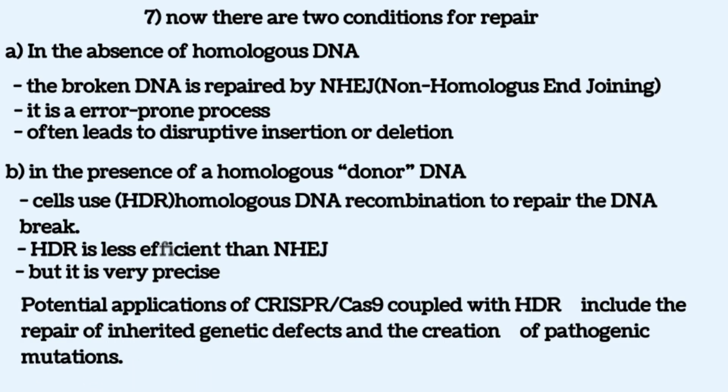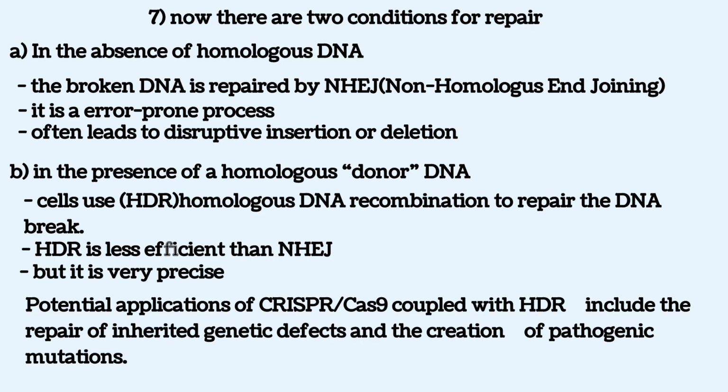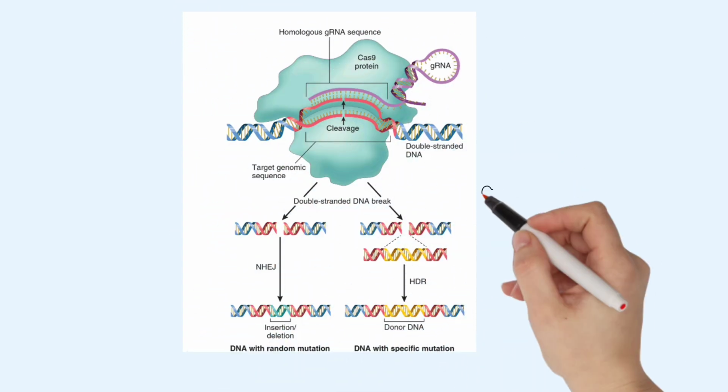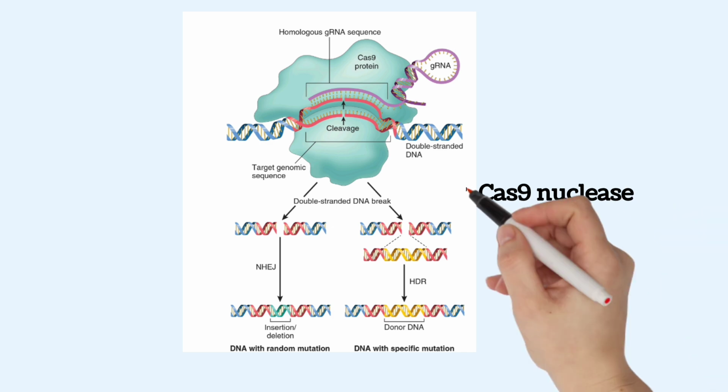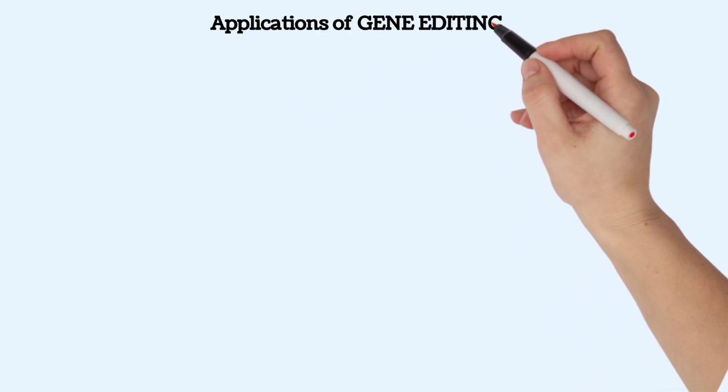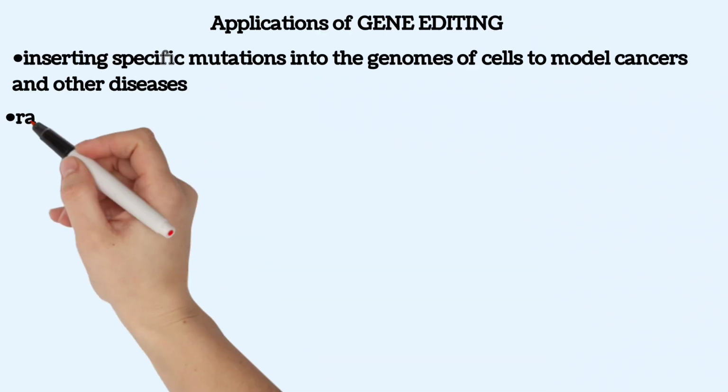Potential applications of CRISPR/Cas9 coupled with HDR include the repair of inherited genetic defects and creation of pathogenic mutations. Look at the following image carefully. Pause to take a screenshot. Following are the applications of gene editing.